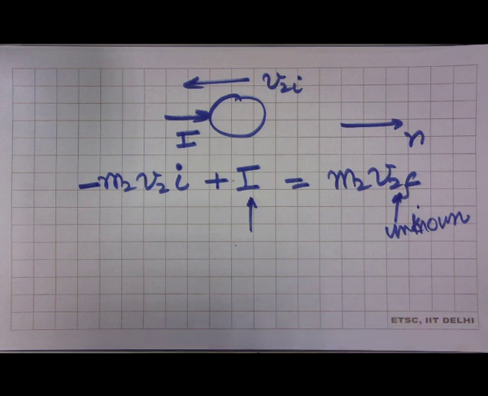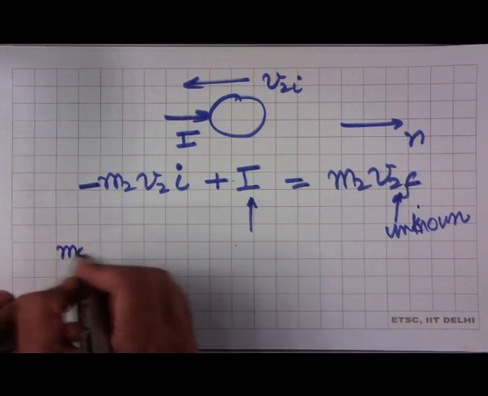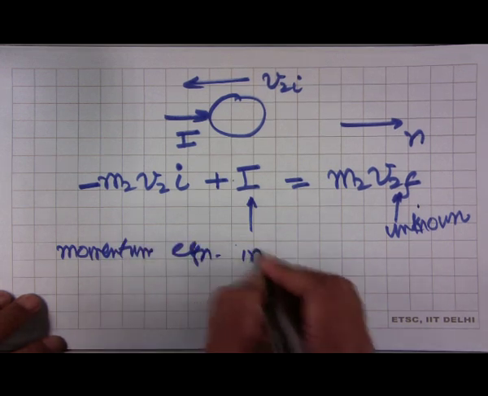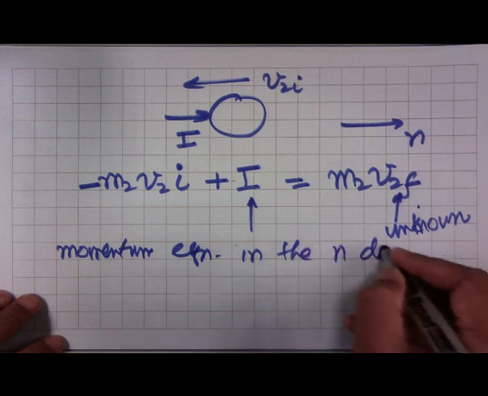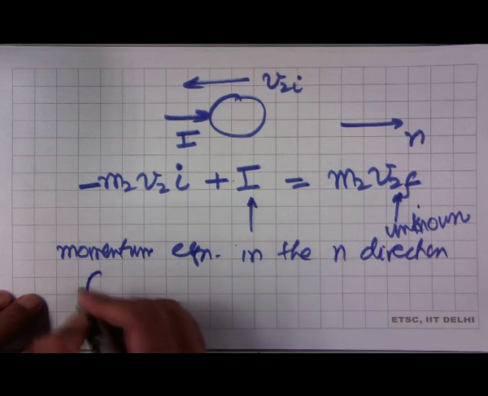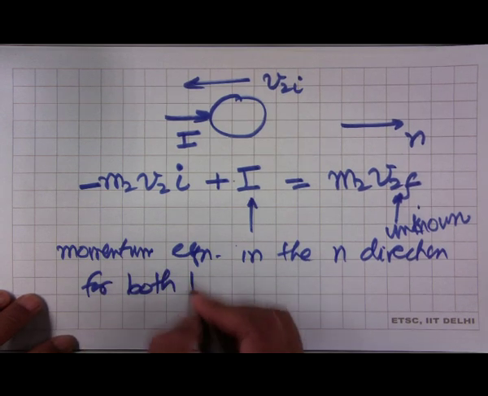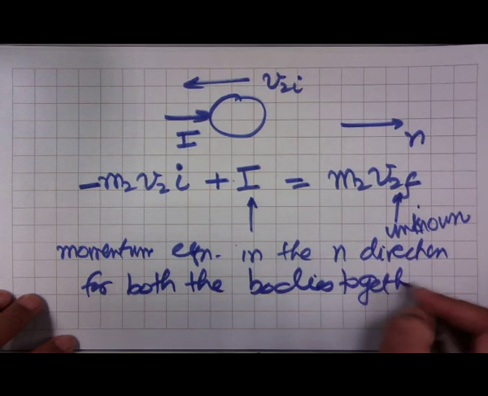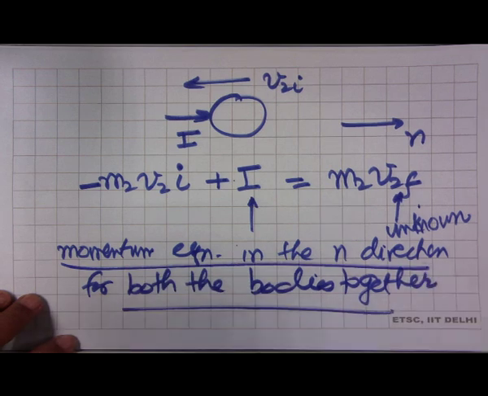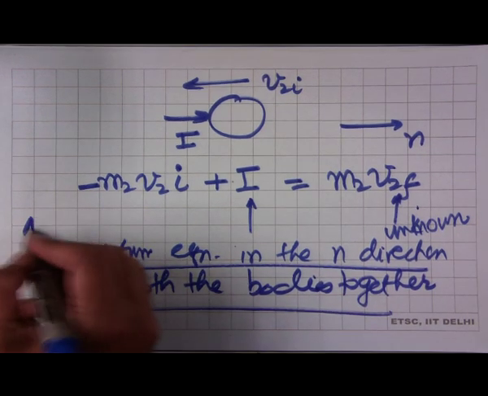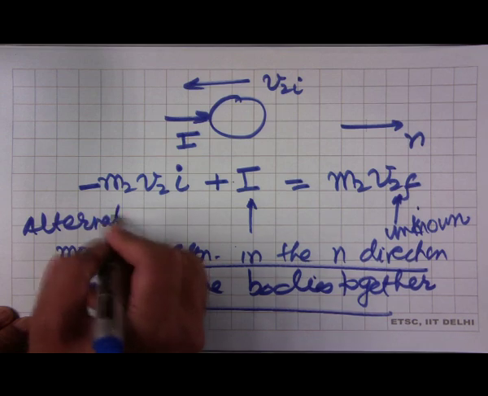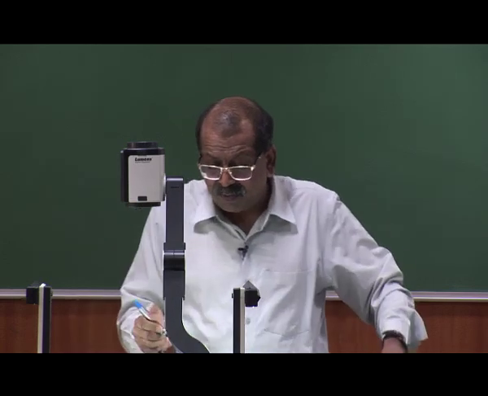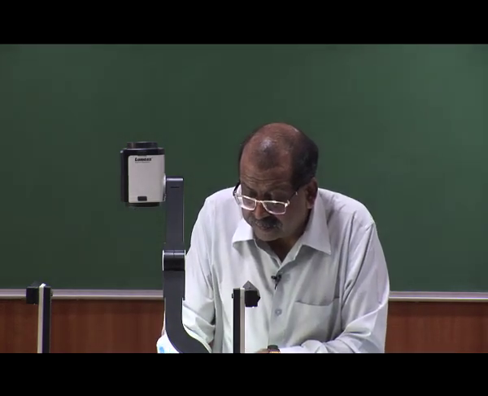Another way of writing this is, we write the momentum equation in the n direction for both the bodies together. So, we consider a system considering bodies 1 and 2. So, this is the alternate approach. If we put both the bodies together, then what we find is initial momentum.